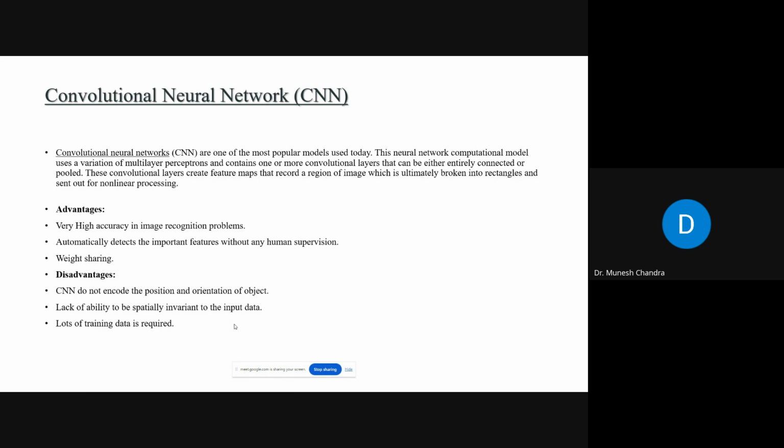So one of the disadvantages is that CNNs do not encode the position and orientation of the object. So if we want to encode the position and orientation of the object, sometimes this model does not work perfectly. Another limitation is the lack of ability to be spatially invariant to the input data. As here we do not have the output data, it is sometimes very difficult to get close to the expected output. So a lot of training data is also required for this particular model, because we do not have the output here.